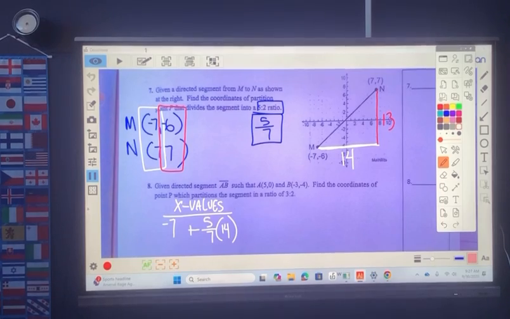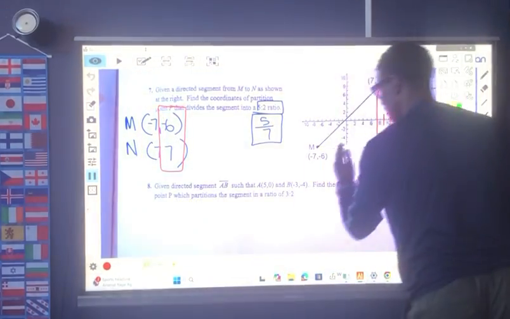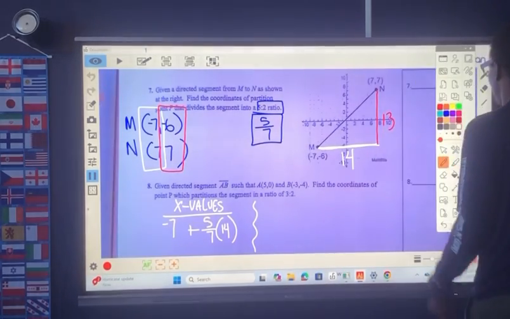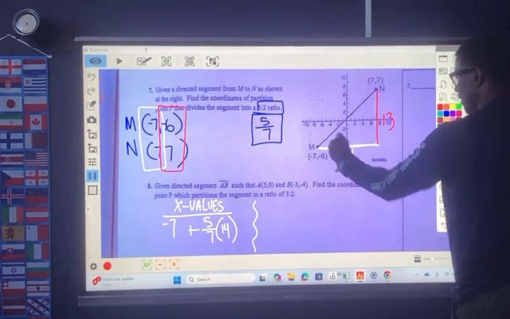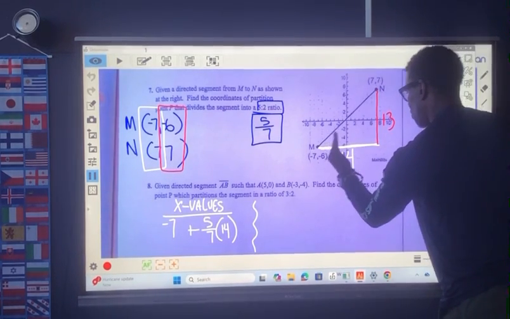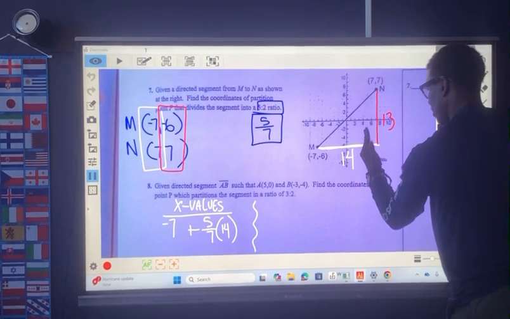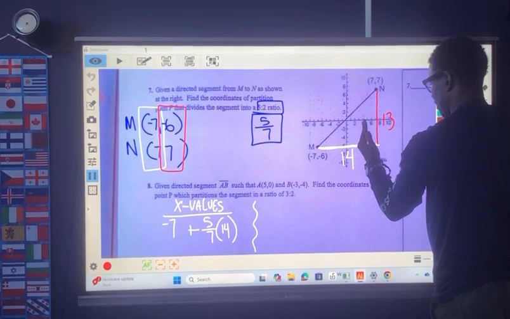You understand that? Because if I were to go the whole 14, that's 7 out of 7. I don't want to go the whole 14. I want to go 5/7 of that distance of 14. That's going to give us our x value. We'll come back to that in a minute. Let's slide over here to the y values, because now we see we're not the entire distance, but about right here somewhere with 5/7 of it. You'll see how that's going to make sense in a minute.